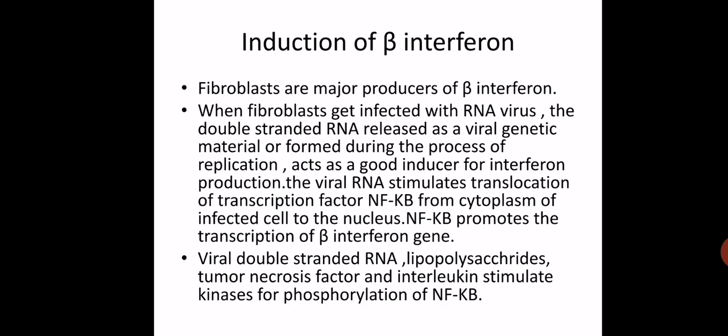So what we discussed here: fibroblasts get stimulated by RNA virus. Double-strand RNA is synthesized as genetic material, which is going to stimulate NF-κB. The translocation of NF-κB factor, which is the transcription factor, takes place, and NF-κB later on promotes the transcription of beta interferon genes and there is a synthesis of beta interferon. Similarly, double-strand RNA, lipopolysaccharides, interleukins and tumor necrosis factor stimulate the kinases for phosphorylation of NF-κB factor, which is responsible for transcription of beta interferon genes.